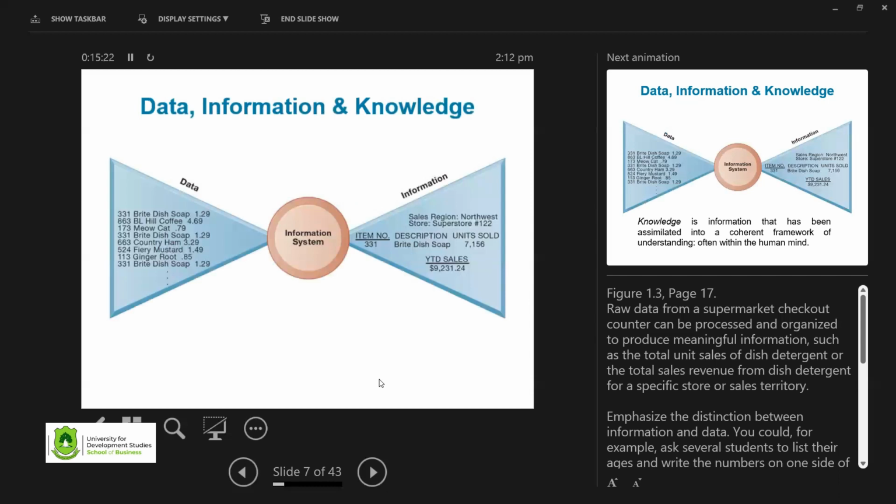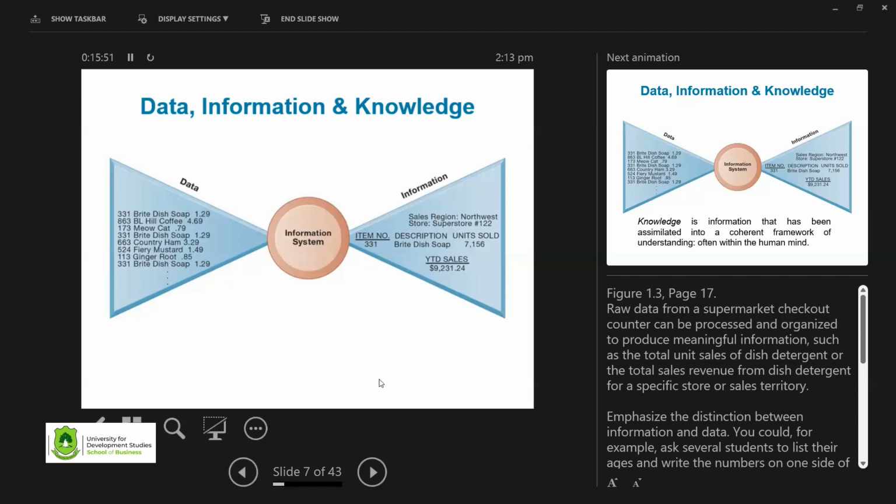Look at this side. We have 331 bright dish soap, 1.29. Even if I came in and put up this slide and started mentioning 331 bright dish soap, 1.29, 863 BL Hill coffee, 4.69, 173 meal cat, 0.7. What's that? But all these things may relate to something which actually exists. They are what we call data, raw facts.